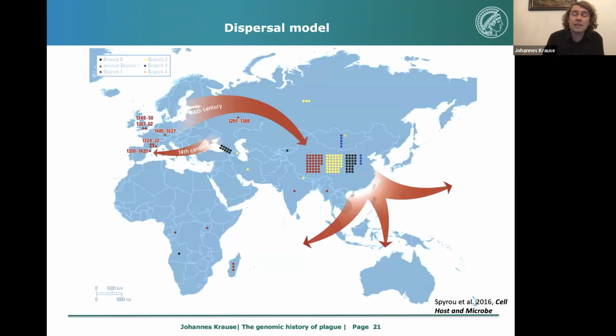So in summary, what we can say here for the Black Death is we have this introduction in the 14th century, some microevolution in Europe, and then it circulates back into Asia, probably already starting in the 14th century. And then in the 19th century, it basically gave rise to the third pandemic strain, the one that had evolved in Europe.